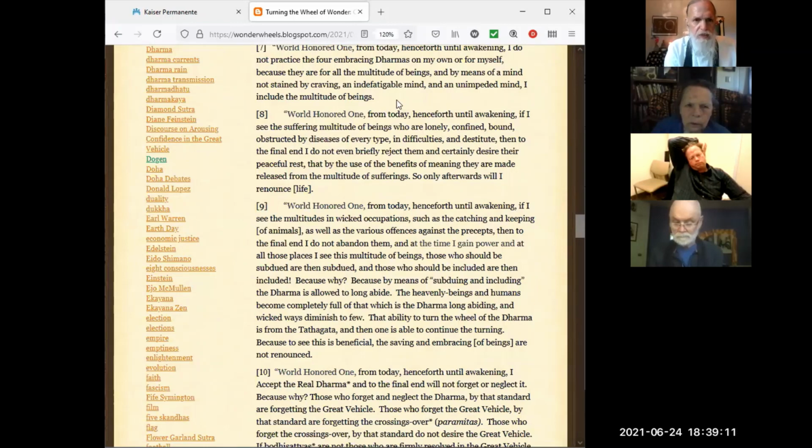Number 8, World Honored One, from today henceforth until awakening, if I see the suffering multitude of beings who are lonely, confined, bound, obstructed by diseases of every type, in difficulties and destitute, then to the final end, I do not even briefly reject them, and certainly desire their peaceful rest, that by the use of the benefits of meaning, they are released from the multitude of sufferings. So only afterwards will I renounce. And then I have in brackets life.